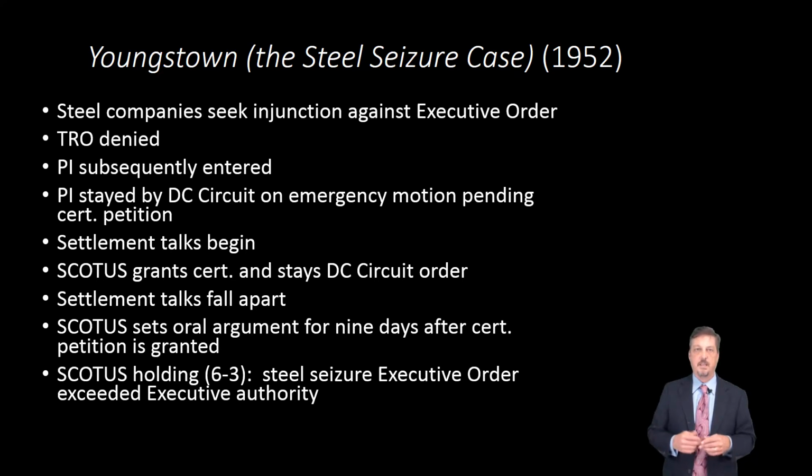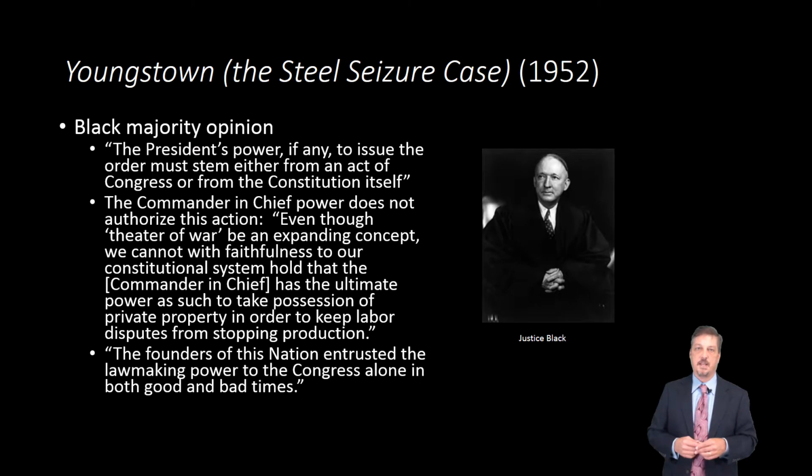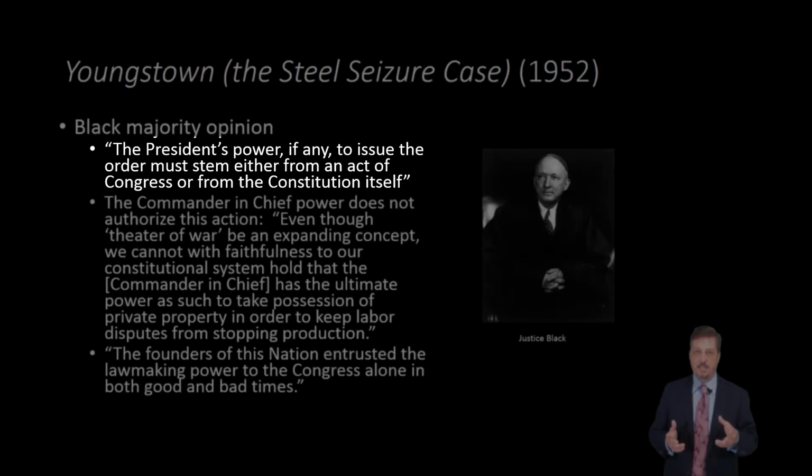There were 5 concurring opinions, so there's no clear rule for the holding. Justice Jackson's opinion, however, has been taken up in later cases as a standard guide for reviewing assertions of inherent executive authority. Let's start by looking at Justice Black's opinion for the majority. Justice Black took a very narrow view of inherent executive power. He stated that the President's power, if any, to issue the order must stem either from an act of Congress or from the Constitution itself.